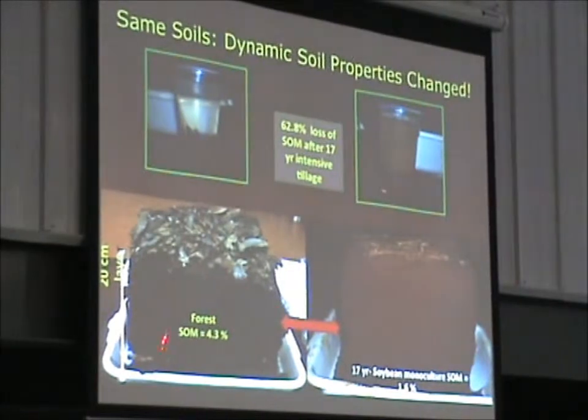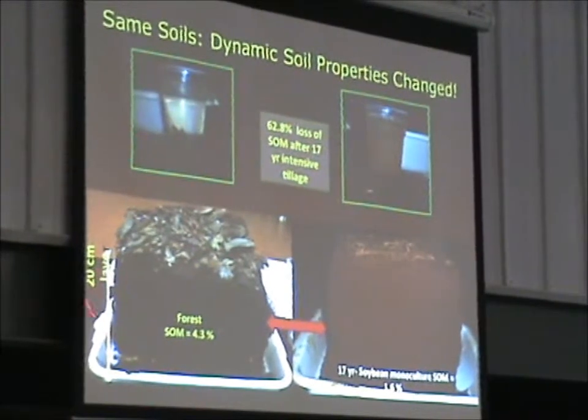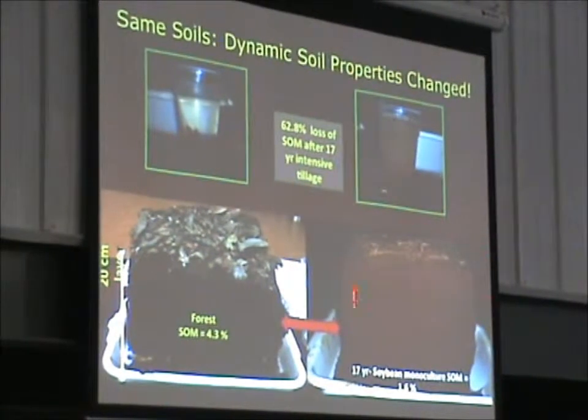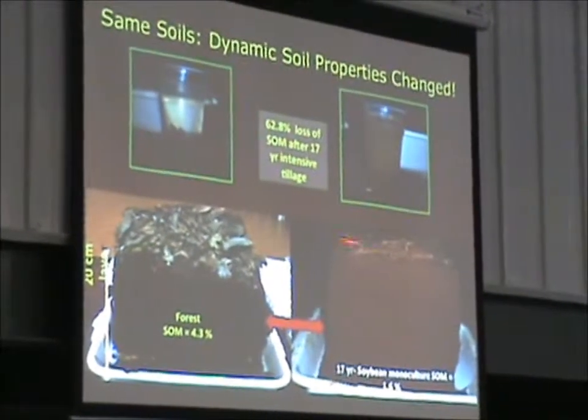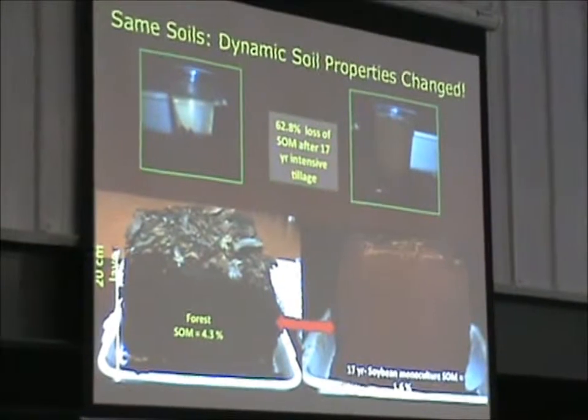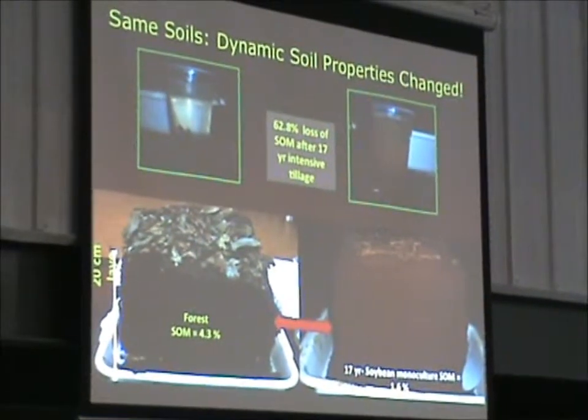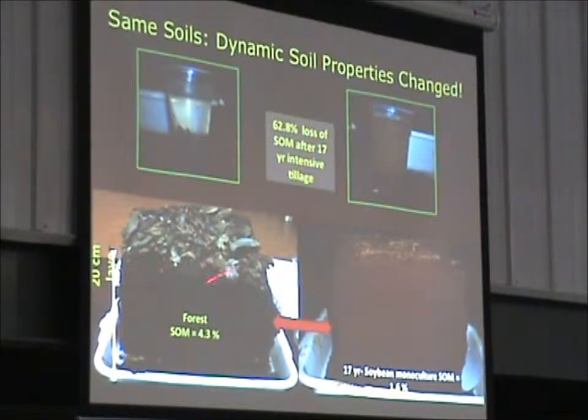Look at here, our forest. Biomimicry, the way we farm. Nature's way of farming, 4.3% organic matter, 17-year soybean. That image came from Dr. Saul from Brazil. Look at that. You can't even tell that's the same soil.